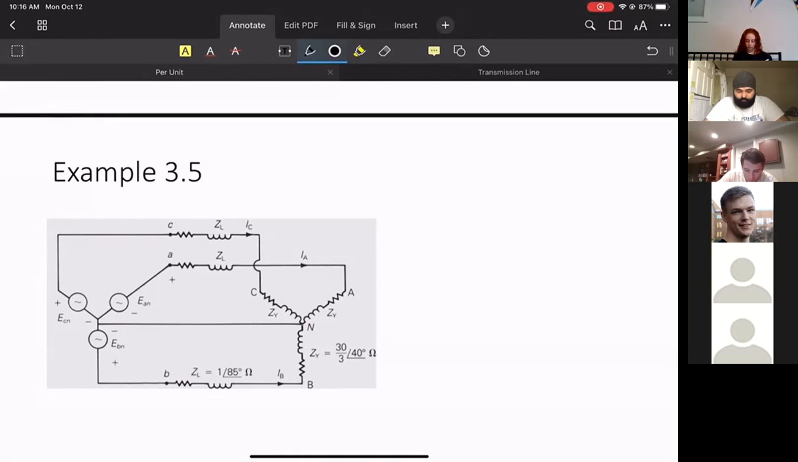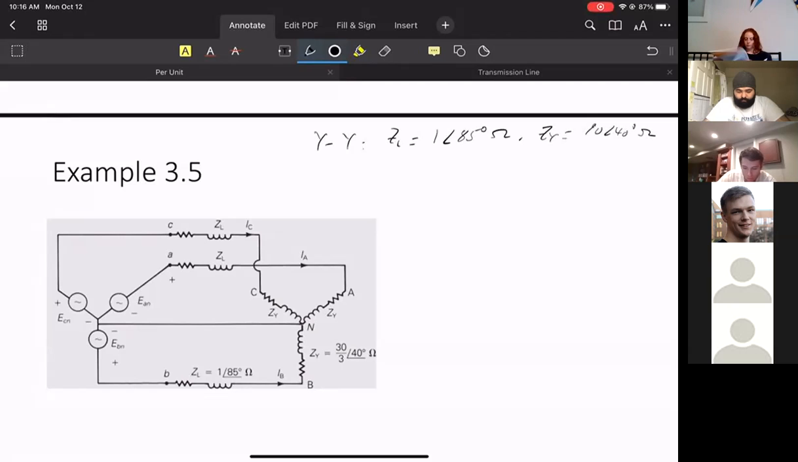Okay, so this is our example. Here we have Y to Y. We have a ZL. This is balanced three-phase, 185° ohms. We have ZY given as 10∠40° ohms.